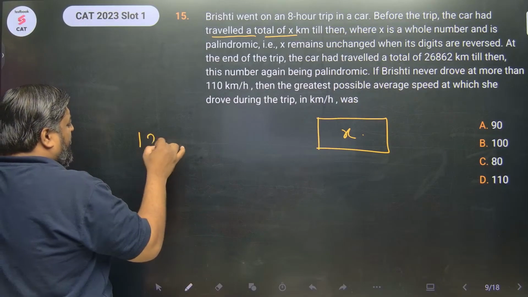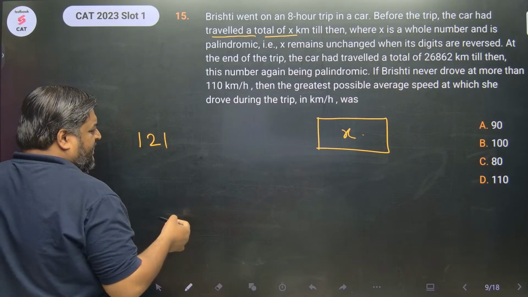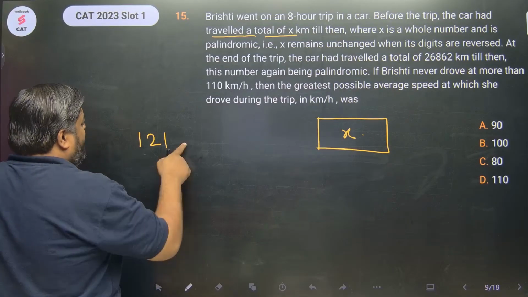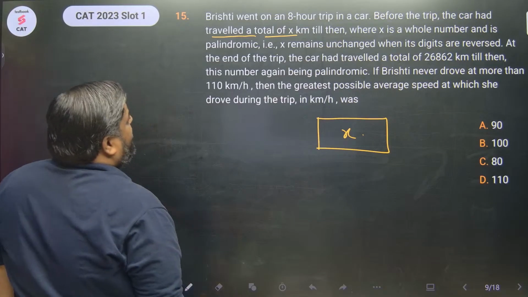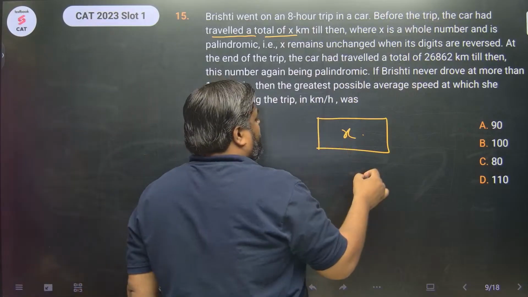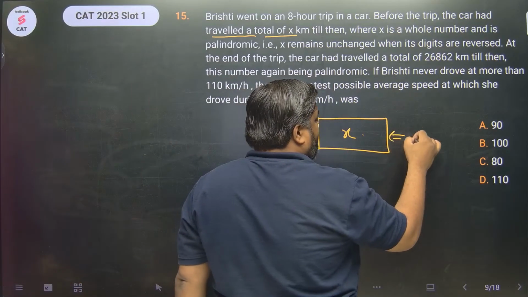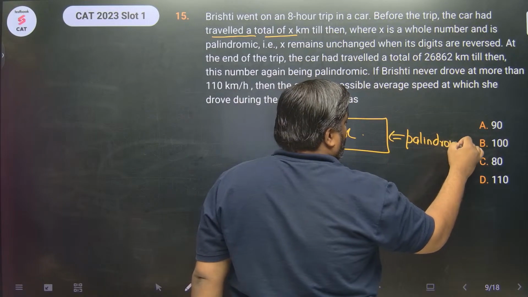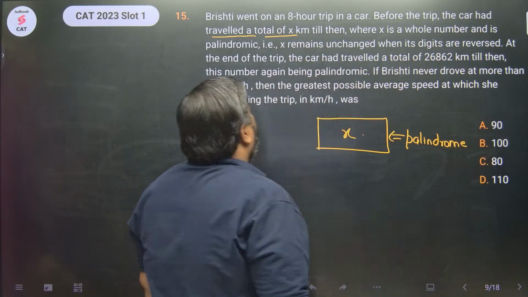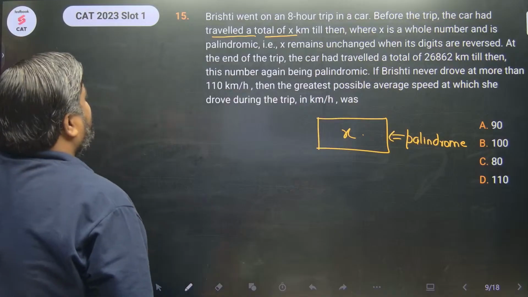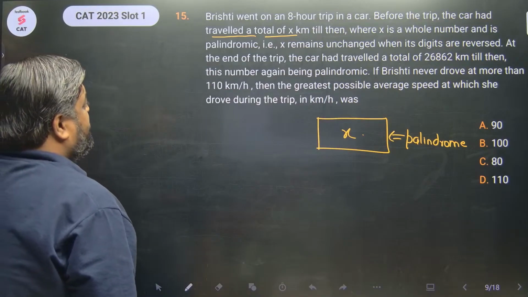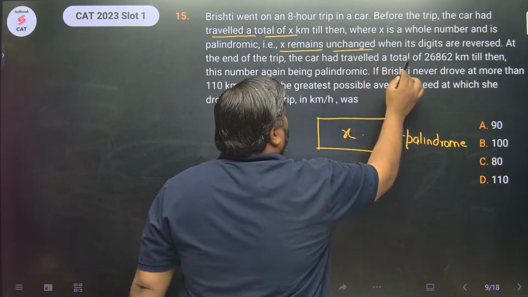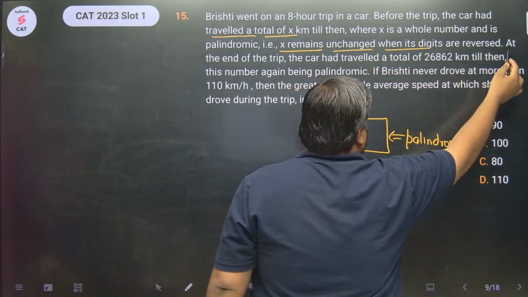जैसे 1 2 1 is a palindrome. Palindrome क्या होता है? उल्टा सीधा एक समान, right? So this x is a palindrome. Also, x is a whole number and is palindromic. X remains unchanged when reversed, ये उन्होंने define किया.